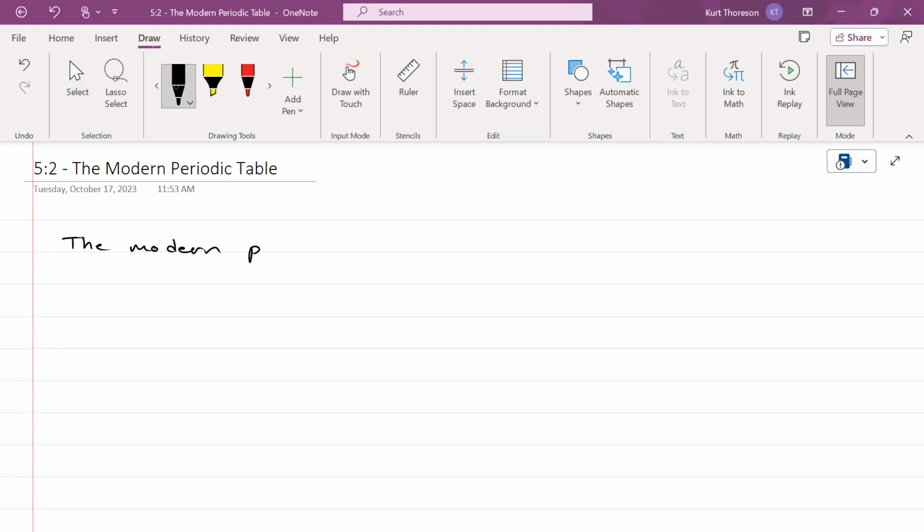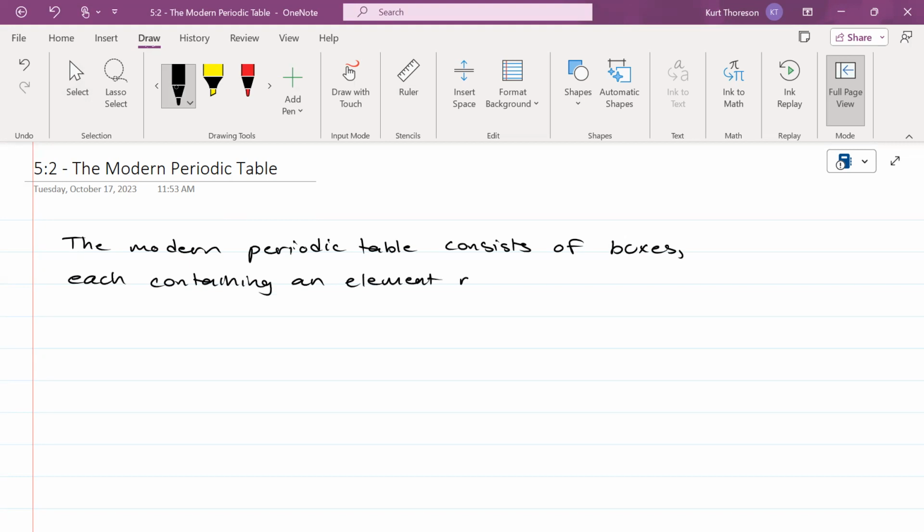The modern periodic table consists of boxes, each containing an element name, symbol, atomic number, and atomic mass.